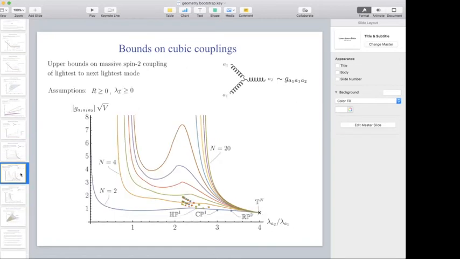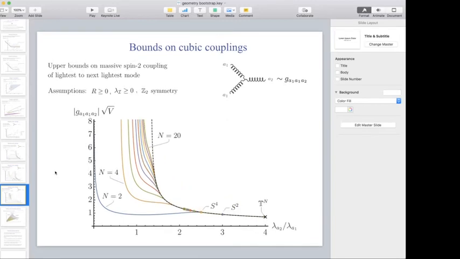Okay, here's the same kind of plot, but now we're looking at cubic couplings between the first massive Kaluza Klein mode and the second Kaluza Klein mode. Same kind of thing: as you try to optimize this gap in the spectrum, the coupling goes lower, but not exactly to 0 in this case.